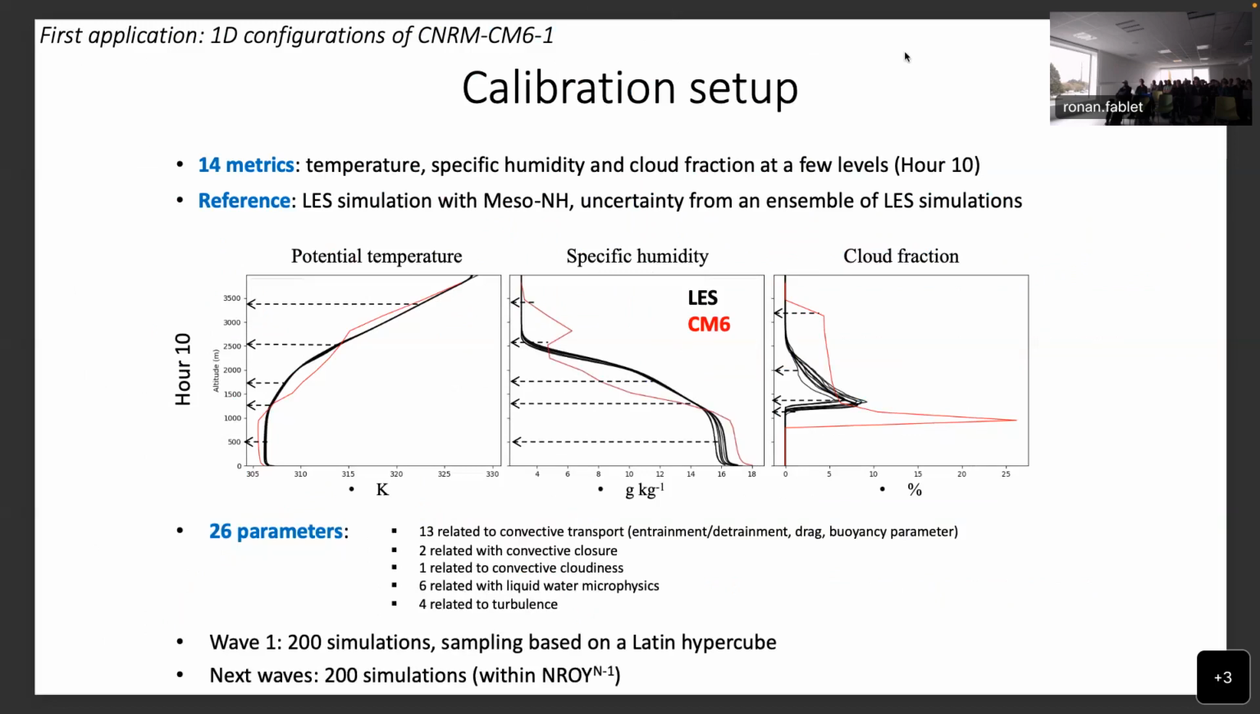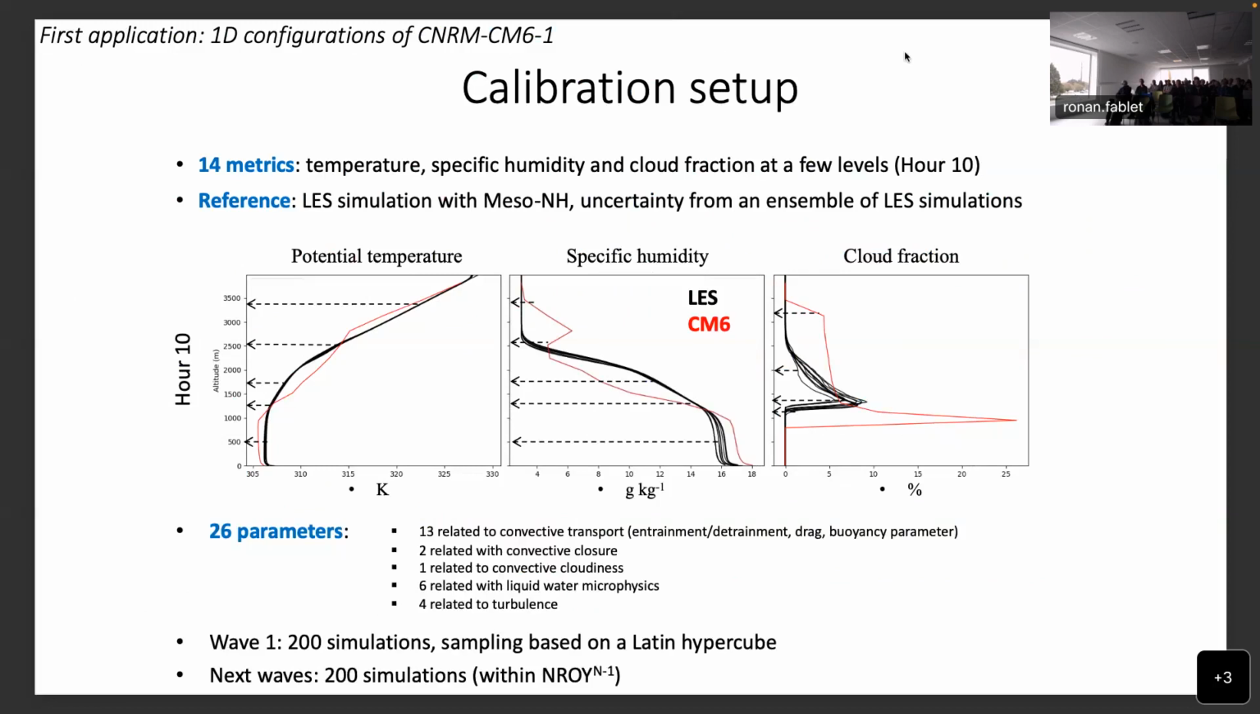So I will just take the technical framework as I provided earlier. So the calibration setup, we are using 14 metrics for temperature, specific humidity and cloud fraction at a few levels, the 10th hour of the simulation. So here you have the different levels that we are using.